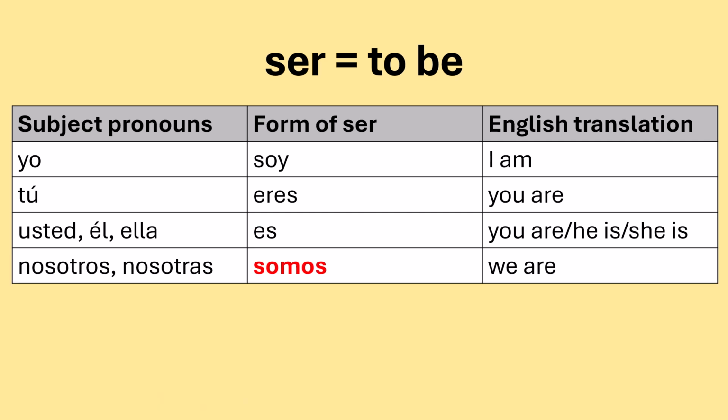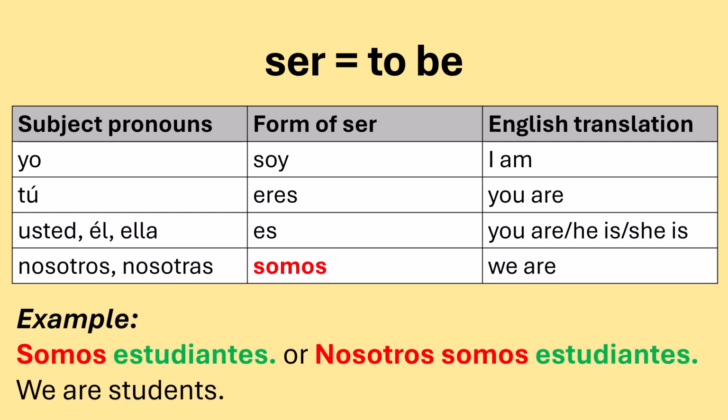The form associated with nosotros or nosotras is somos. It translates as we are. Again, it's obvious that we're talking about nosotros with the form somos, so we don't necessarily have to include the subject pronoun. We add it if we want to emphasize the person. Somos estudiantes. Nosotros somos estudiantes.